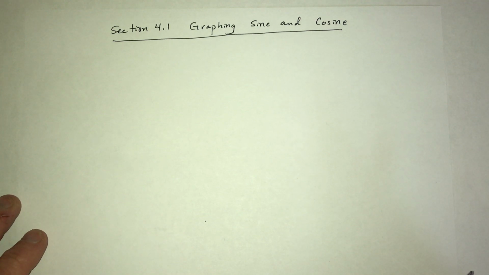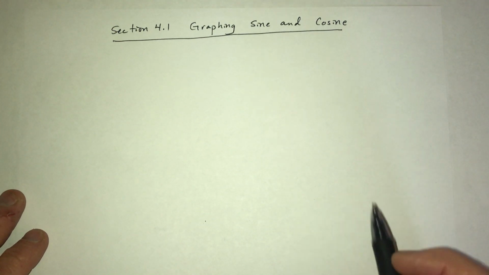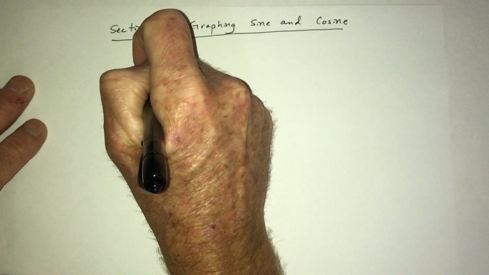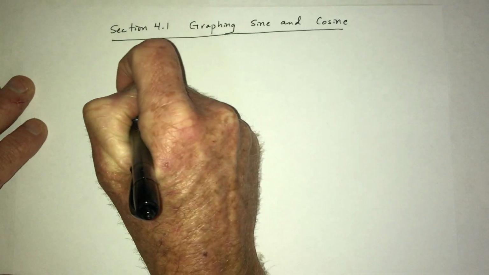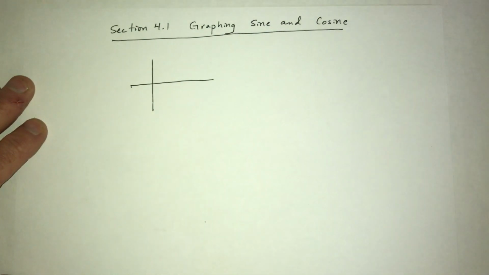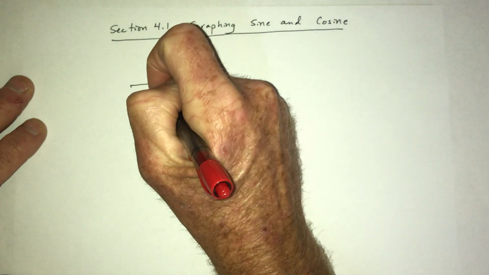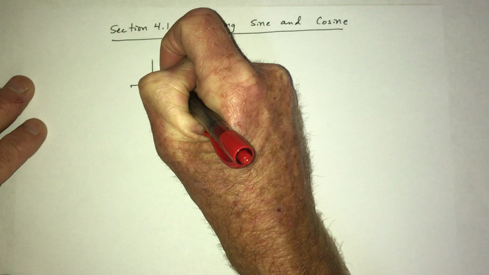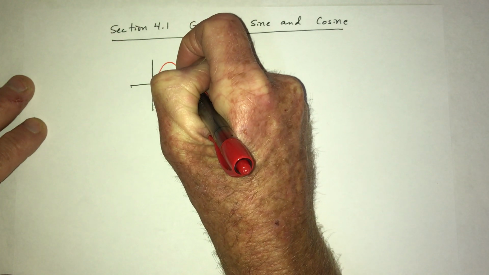All right, now we get to go on to graphing. First of all, graphing sine and cosine. So I'm just going to get right to it. Here is the basic graph of sine on the x and y axis. So sine starts at the origin. It then goes up to a height of 1 and comes back down.